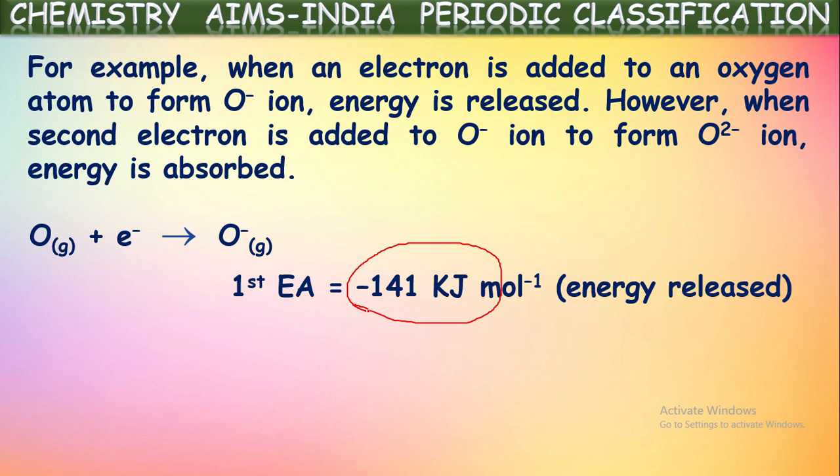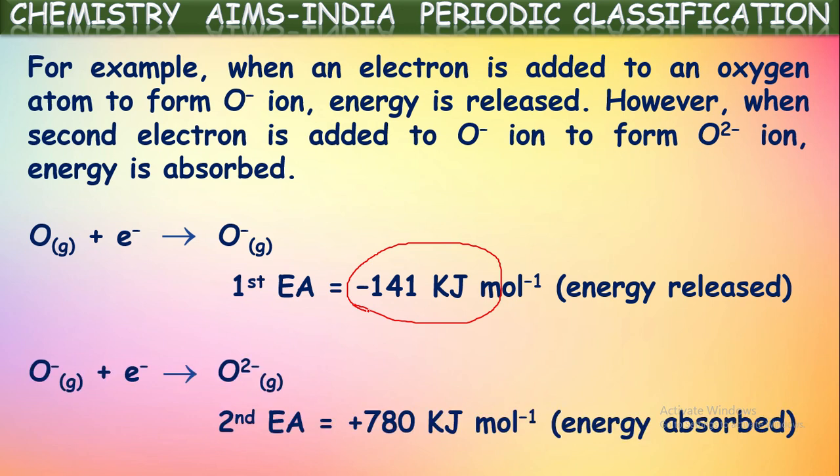Whereas for the same O- ion formed here, if a second electron is given, it forms O2- ion, but energy is absorbed by it in this process. See here, that is why the electron affinity is shown with a positive symbol, which represents absorption of energy, and hence this process is said to be endothermic.